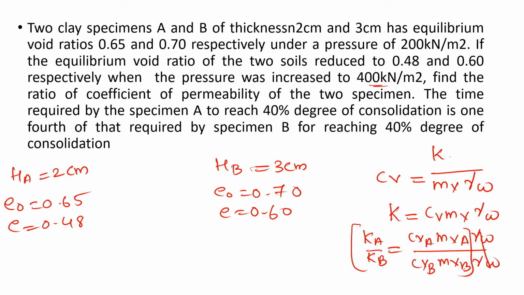We know the relation for Mv, that is Mv is equal to delta e by (1 plus e0) into delta sigma dash. We already studied this equation when we discussed the coefficient of volume change. Here void ratios are given, so we need to use this equation. Using this, the coefficient of volume change for sample A is delta e by 1 plus e into delta sigma.